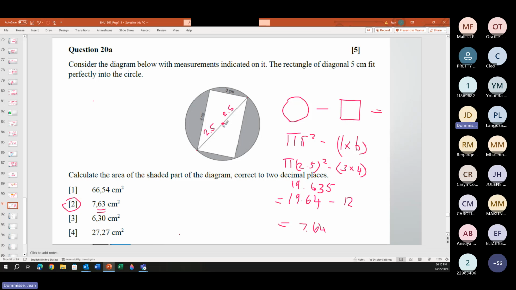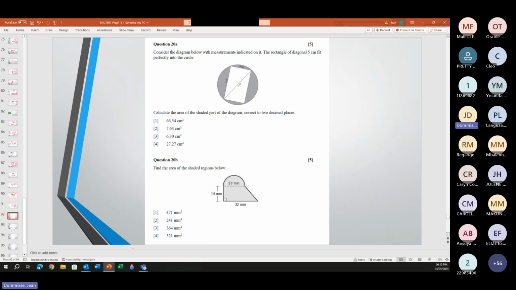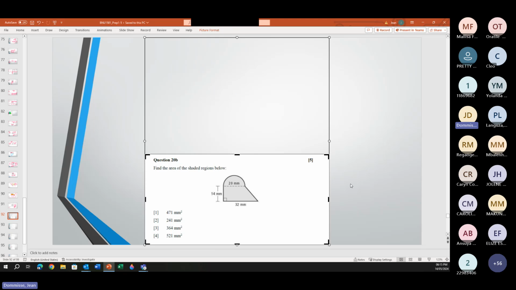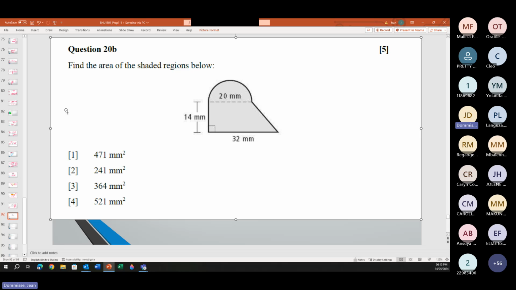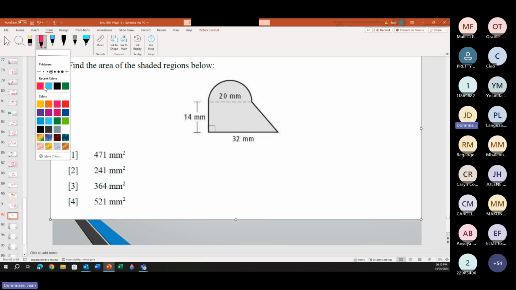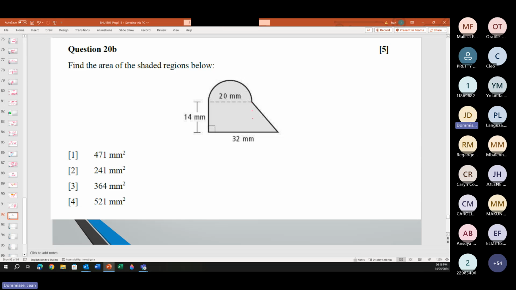Okay, so let's look at the next one. Just want to quickly crop this again. So now we're going to have a semicircle. So let's see what they ask. Find the area of the shaded. Okay, this is interesting. So let's just break it up. So that is a semicircle.